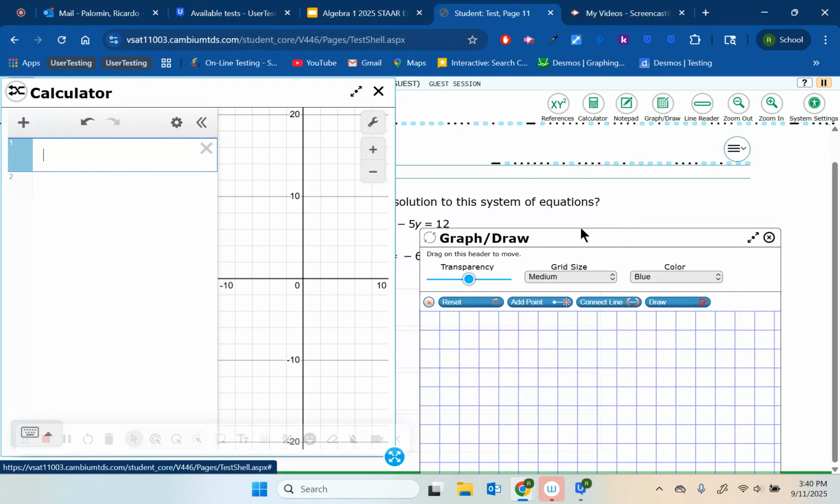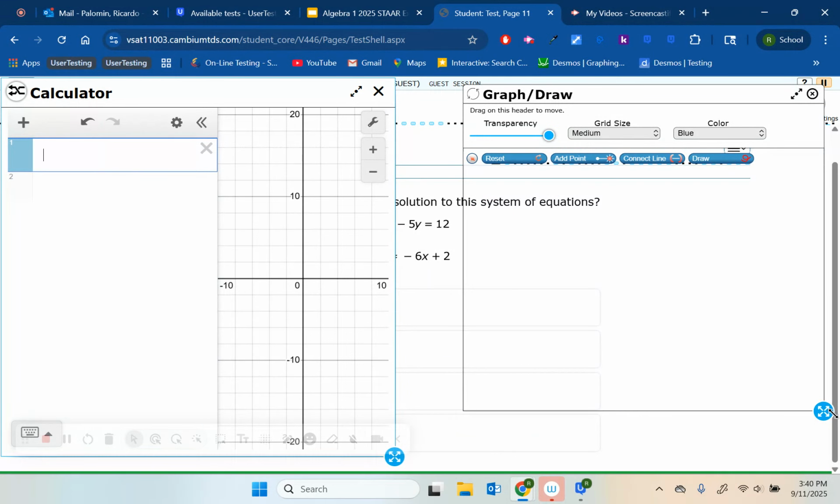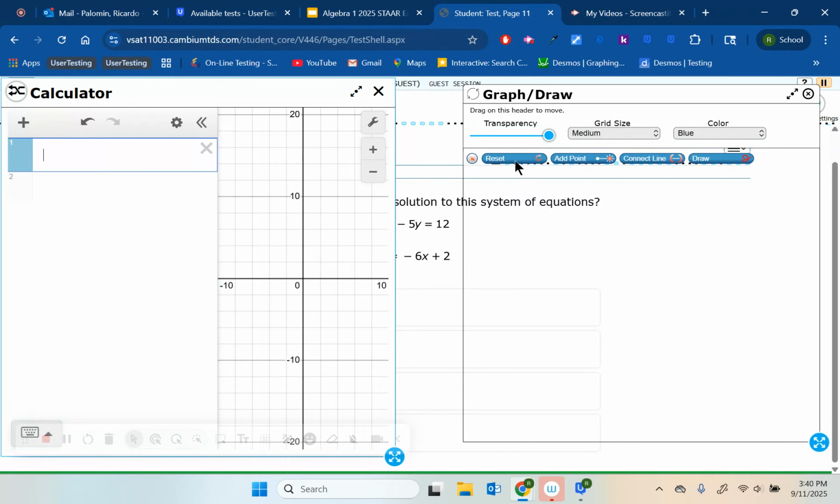And I will plug in another way to do it that you can use if you want to. It's the same amount of work, but it's still doable. So I'm going to draw 3x minus 5y equals 12.